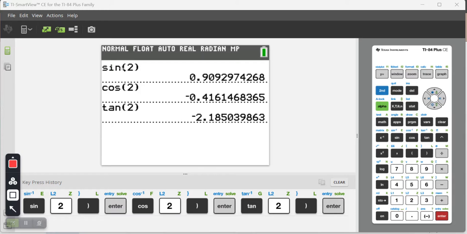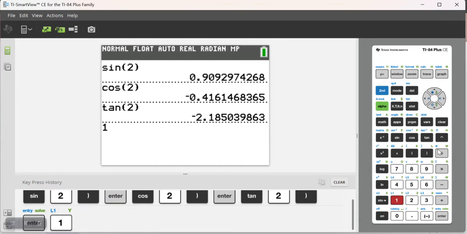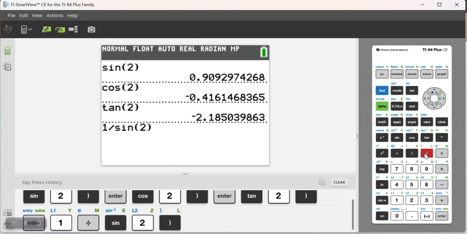Right? Cosecant is the reciprocal of sine. If I want to evaluate the cosecant of 2, I would actually have to do 1 divided by sine of 2. Right? And basically all this is telling my calculator to do is calculate the reciprocal of the sine of 2, which is literally what cosecant is. So I can do that.